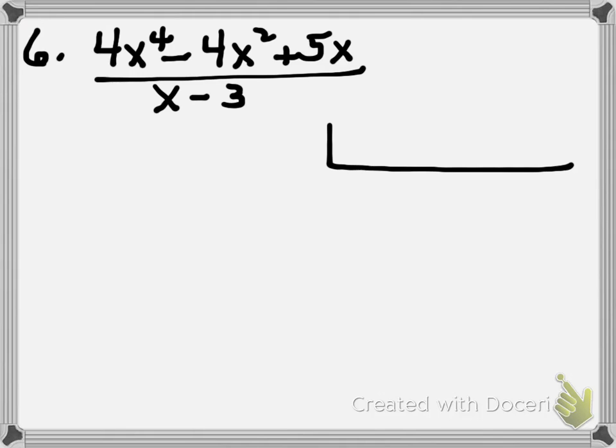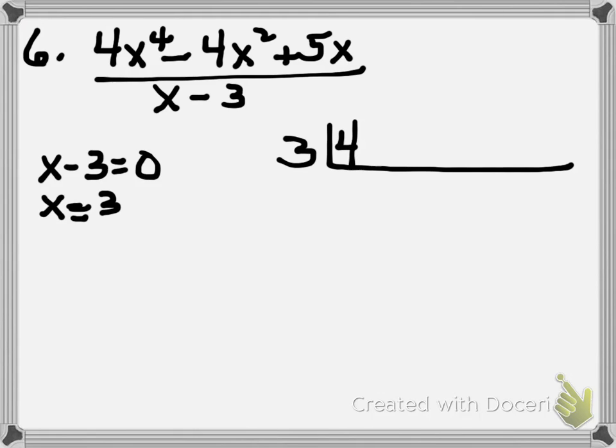By synthetic division, I'm taking the divisor, x minus 3, set it equal to 0, has a root of 3. So 3 is the divisor. Now I'm writing down the coefficients of each term. So 4 for the x to the 4th, but we don't have any x to the 3rd, so I have to represent that by 0. Then we have a -4 for the x squared term, 5 for the x term, and 0 for the constant.